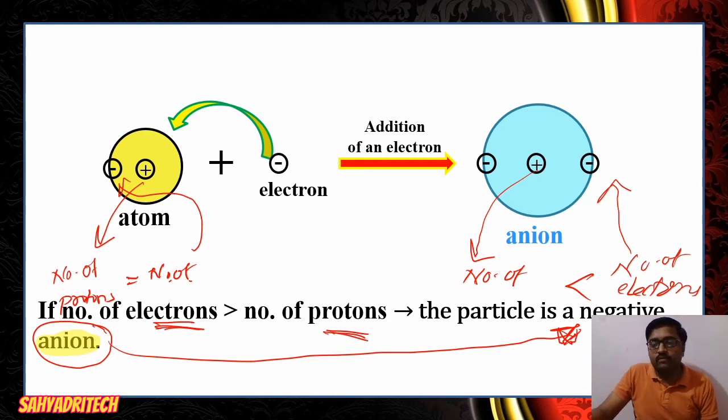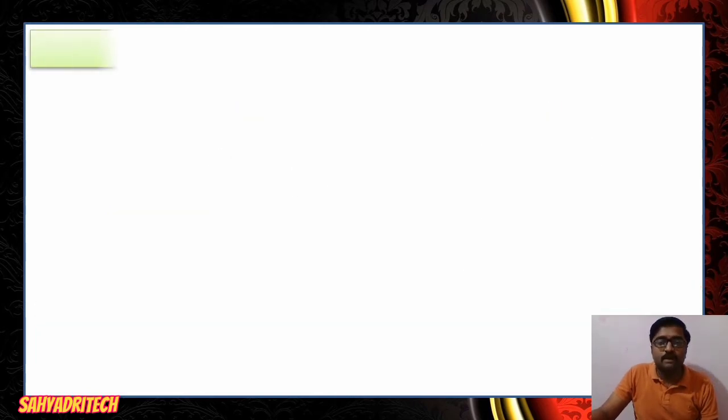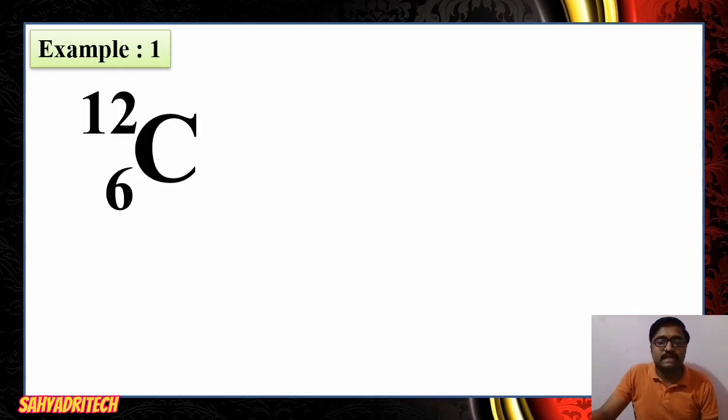Okay, well, now, so if we consider examples, say carbon is an atom, right? Atom, what is the atomic number here? 6 is the atomic number. So carbon is an atom.